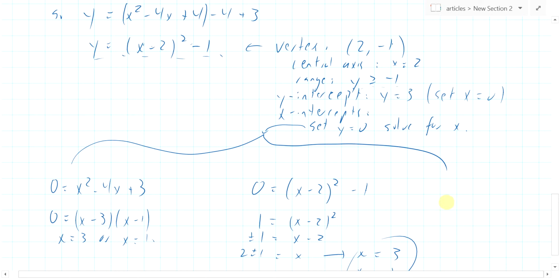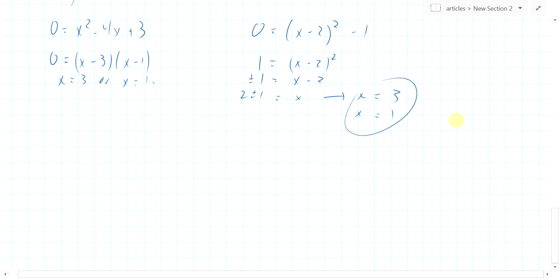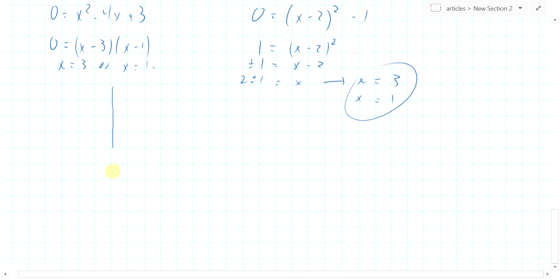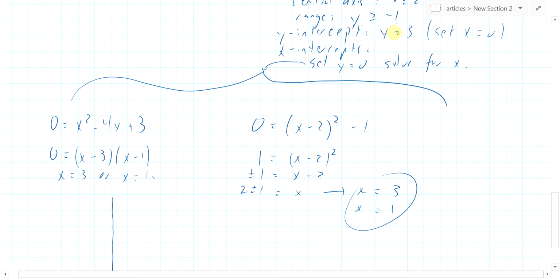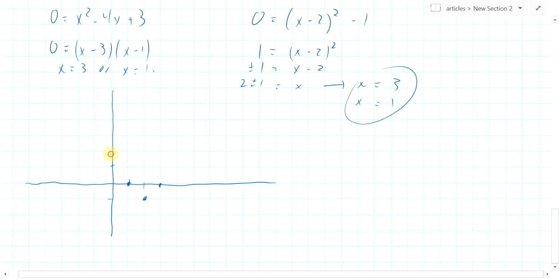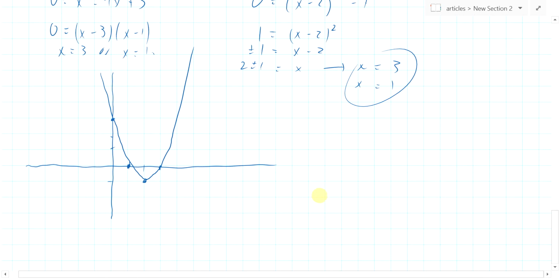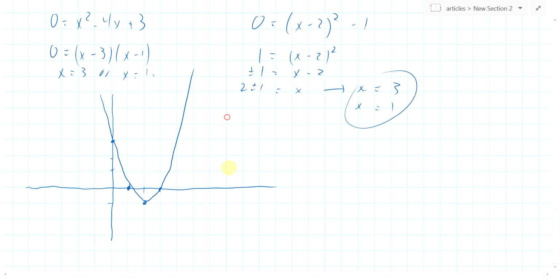So those are my x-intercepts. Great. And so with that information in mind, we can sketch what our graph looks like. The vertex was at minus 1. The x-intercepts were here and here, and the y-intercept is at y equals 3. So our parabola looks like that. Okay. So, not too bad.